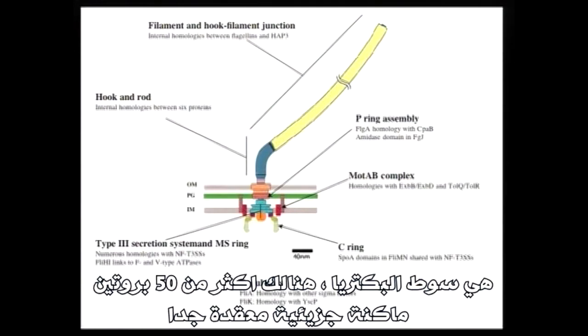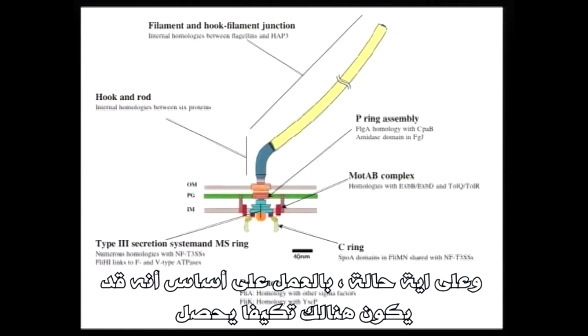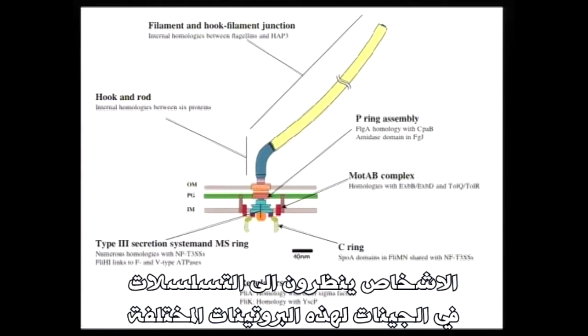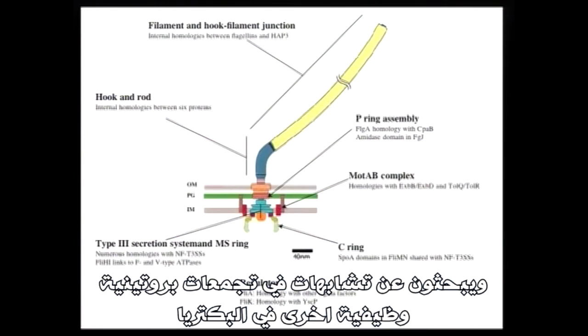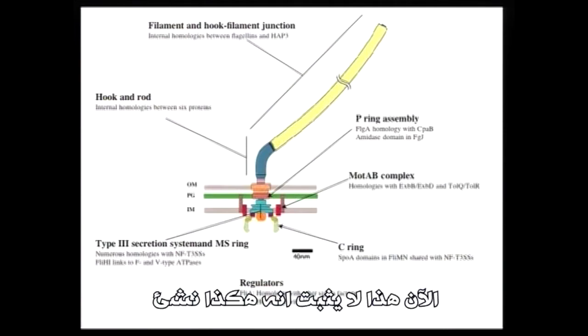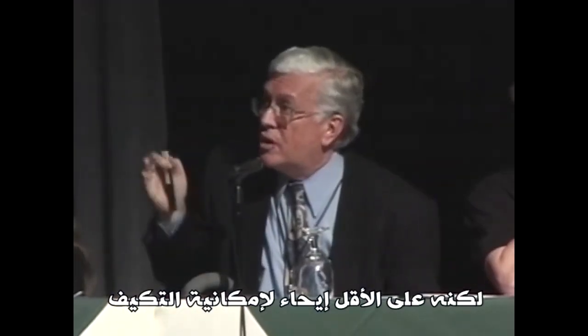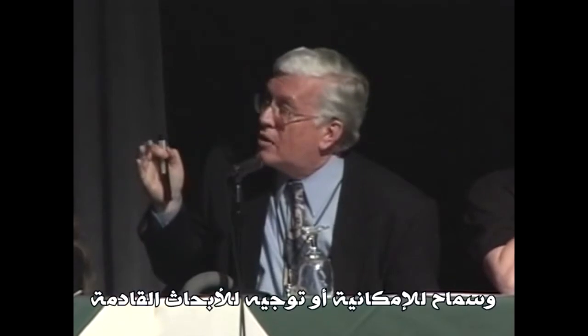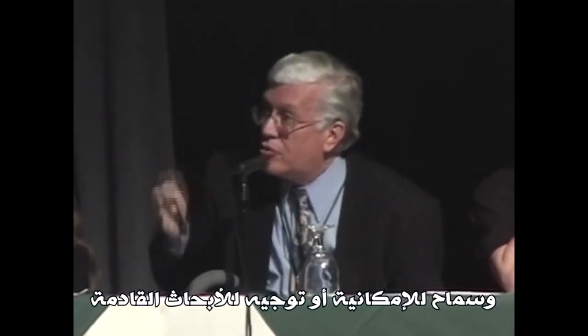This is the flagellum. There are over 50 proteins, a very complex piece of molecular machinery. However, working on the premise that there might well be exaptation occurring, people have been looking at the sequences of the genes for these different proteins and looking for homologies with other functional protein clusters in bacteria. About 85% of the proteins have been identified. Now, this doesn't prove that that's how it happened, but it's at least suggestive of the possibility of exaptation and allows for the possibility of guiding further research.